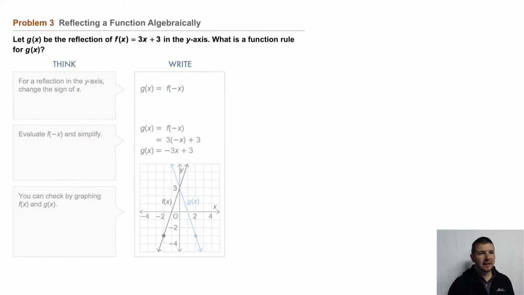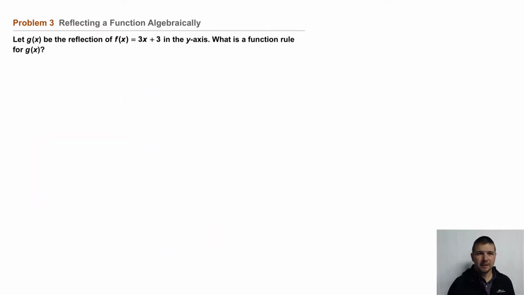Problem 3. Reflecting a function algebraically. Let g of x be the reflection of f of x equals 3x plus 3 in the y-axis. What is a function rule for g of x?